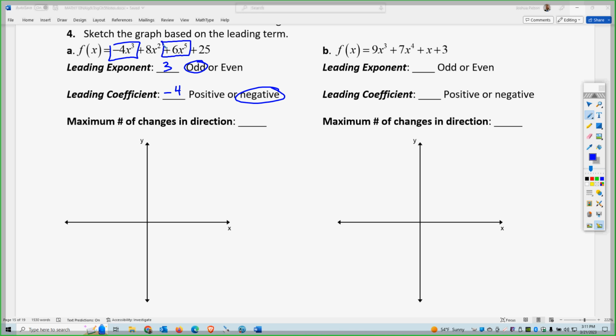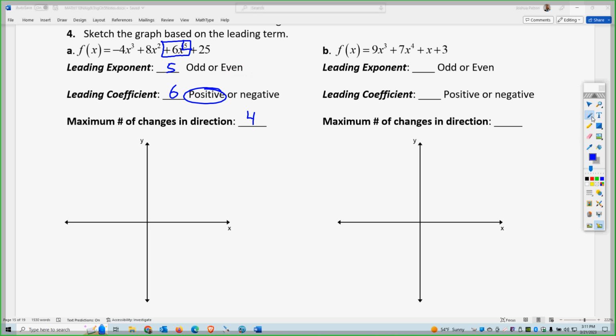Because leading term is not defined by what's in front. It's defined by the greatest power, which in this case is the fifth exponent. Okay, so the leading exponent is 5, which is still odd, and the leading coefficient is 6, which is positive, right? So that gives me 4 changes in direction when I do the n minus 1 rule, because 5 minus 1 is 4. All right, so the end behavior, why did I circle even? That's odd.